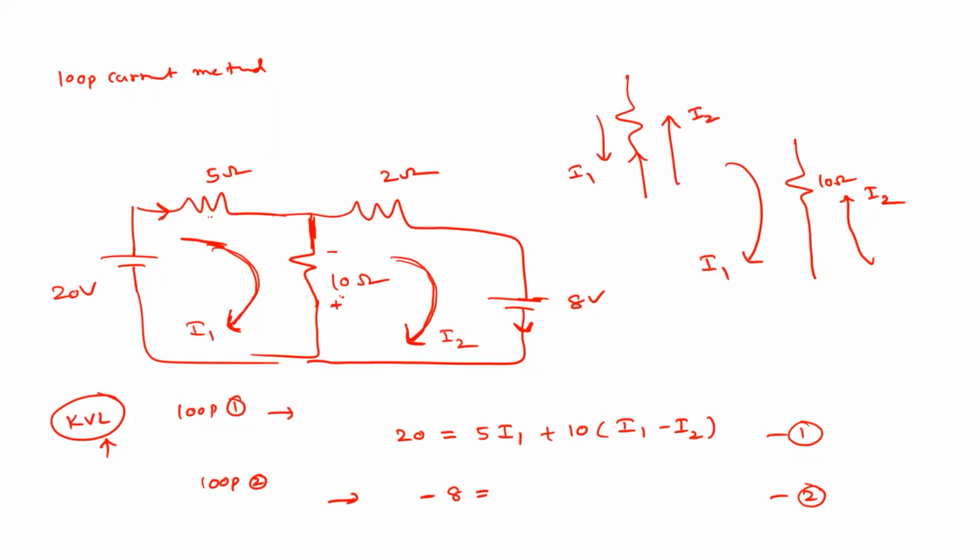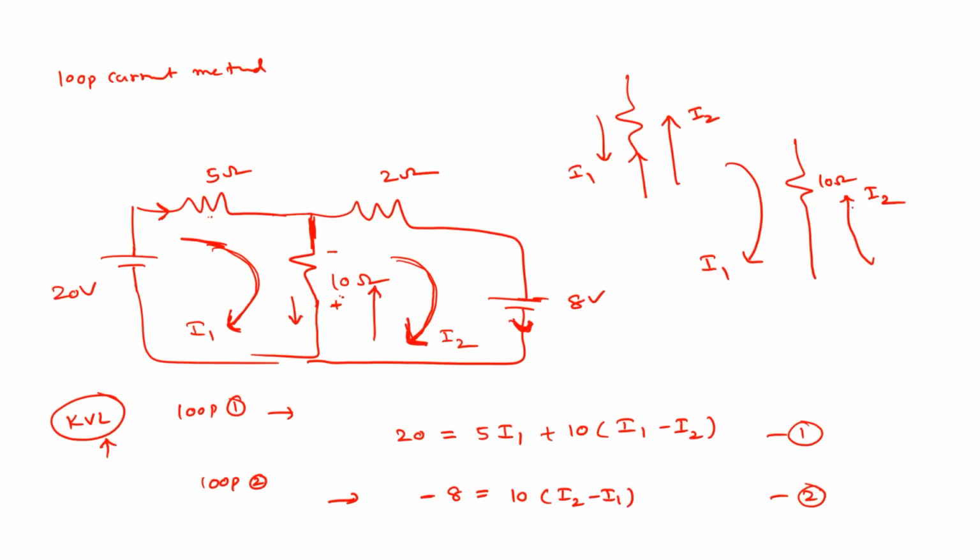Now what is the net current flowing through this 10 ohm resistor? It is 10 into I2 minus I1. Why I2 minus I1? Because we are writing equation 2. This is the current direction and this is the other current, so that means 10 into I2 minus I1. Agree? Yes, sir.